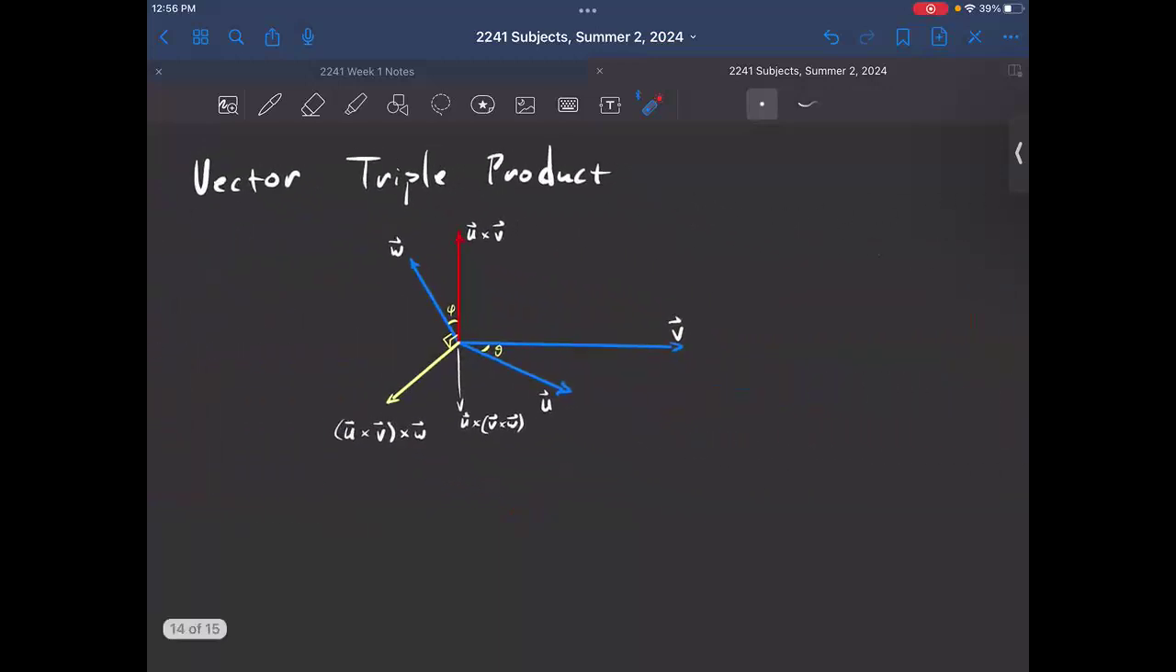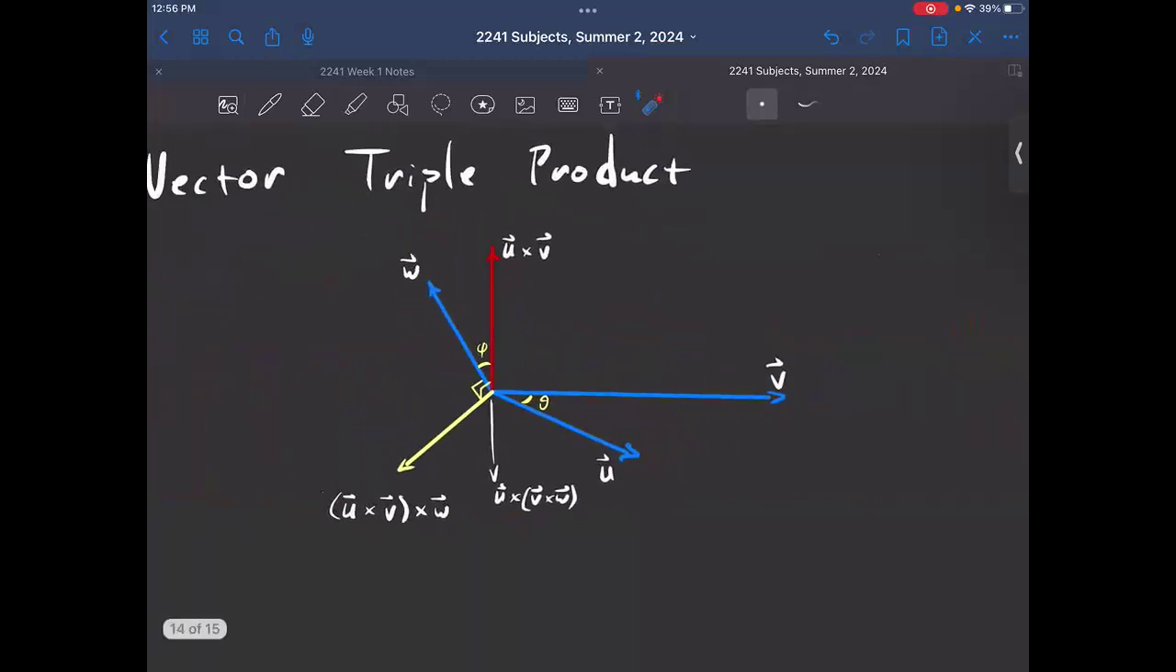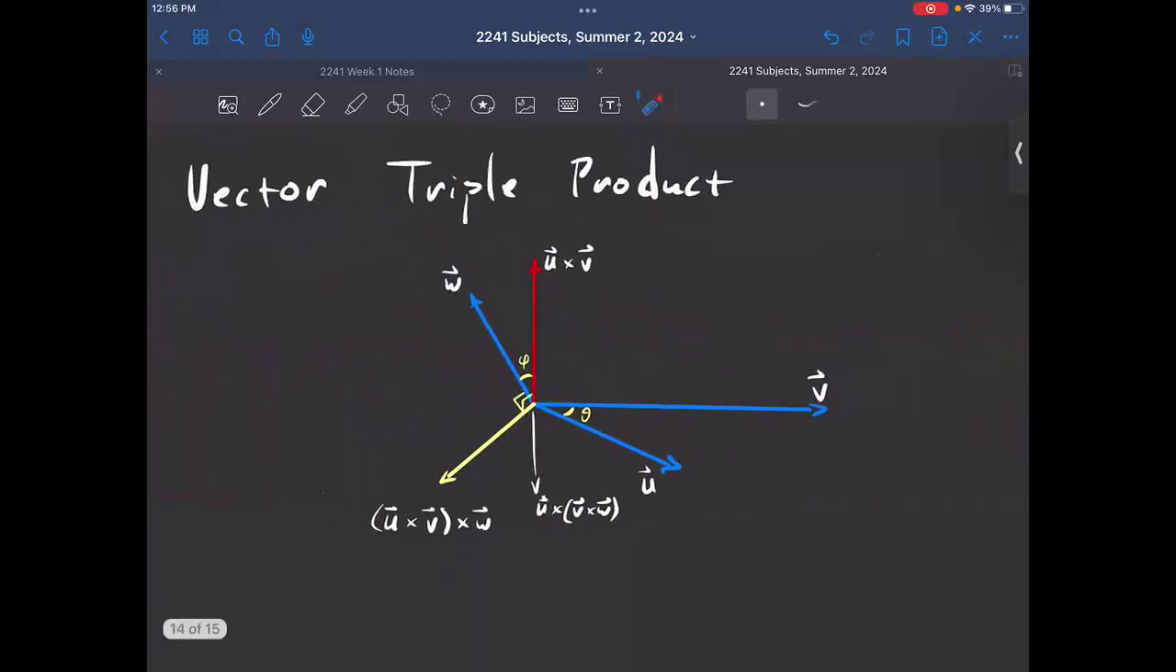All right, what about the vector triple product? So this one's a little bit harder to understand. It doesn't have as nice of a geometric interpretation. But again, we'll work through it a little bit at a time. Here's u, v, and w. The vector triple product looks something like this or like this. Note that it is also not associative. I've drawn these vectors in different directions, so I guess it might be hard to understand where that is.